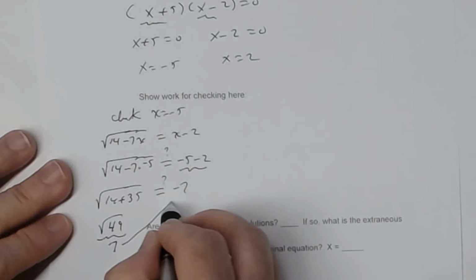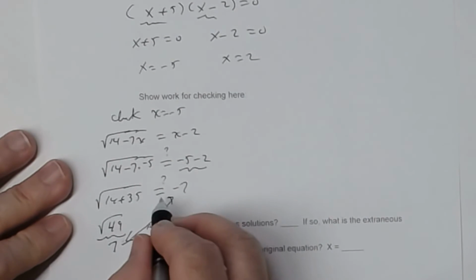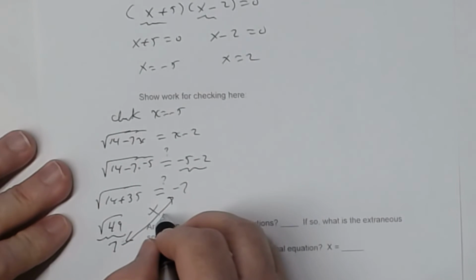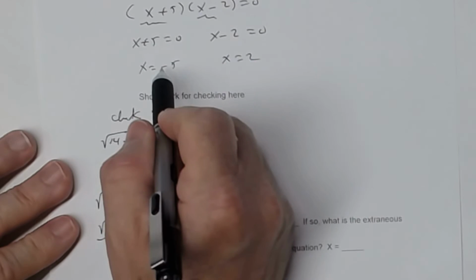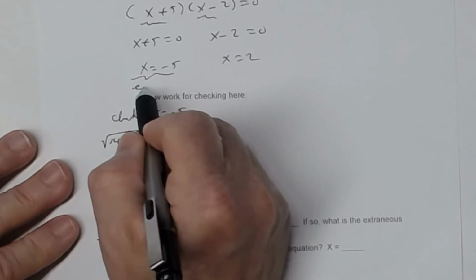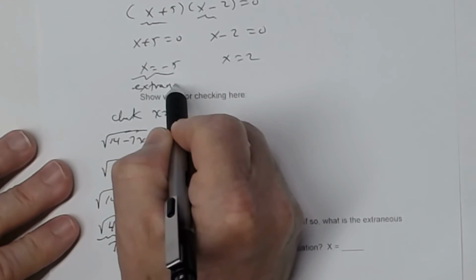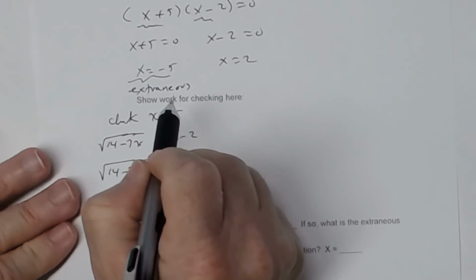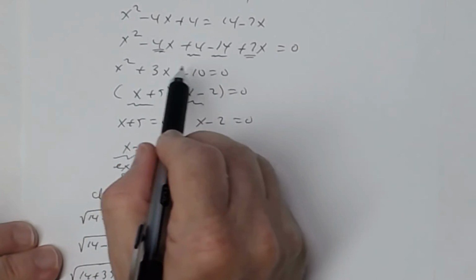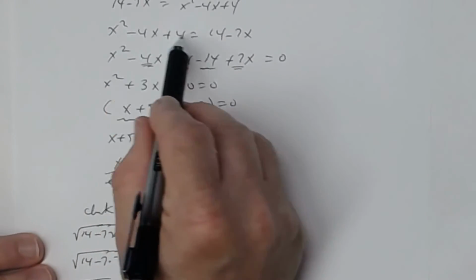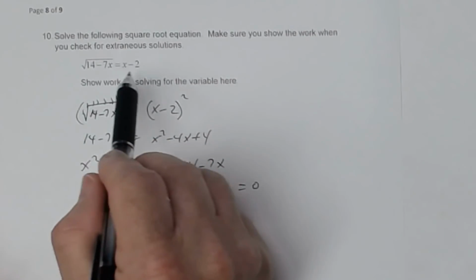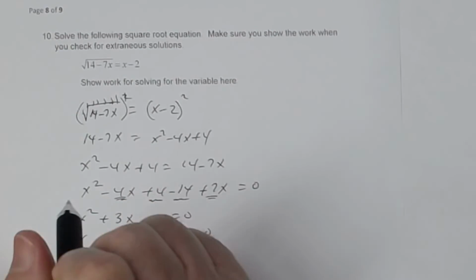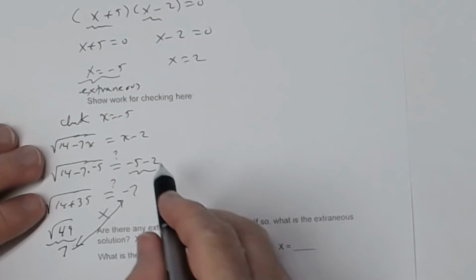Now comparing those two, 7 does not equal negative 7. So that means that x equal negative 5 is an extraneous solution. It is a solution to this quadratic equation that you see here, but it's not a solution to the square root equation. And so that's extraneous.